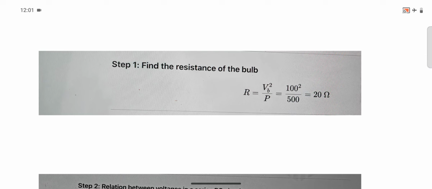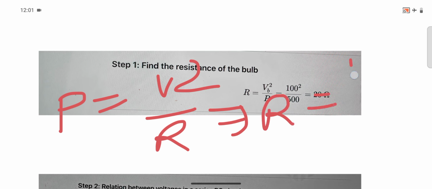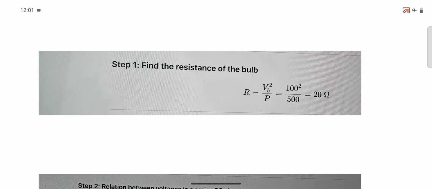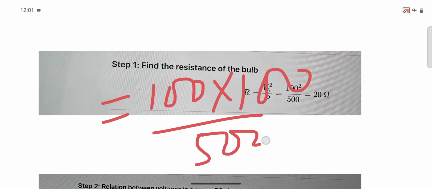First find the resistance of the bulb. As we know that power is equal to V square divided by R. So using this formula, we can calculate the resistance. Okay. So we will get resistance value 20 ohm. Okay.